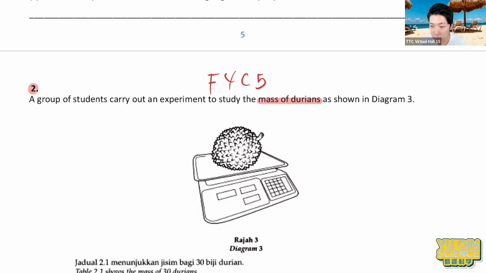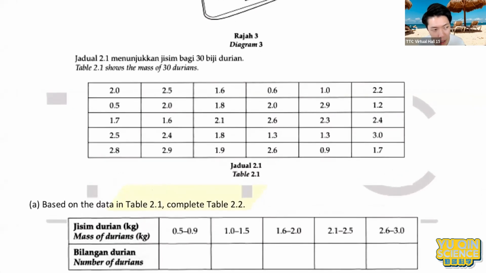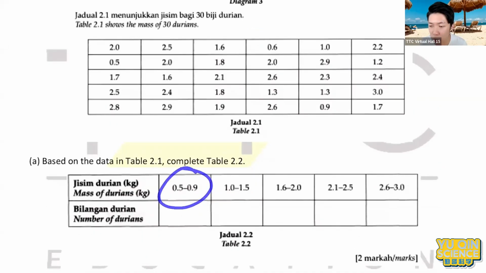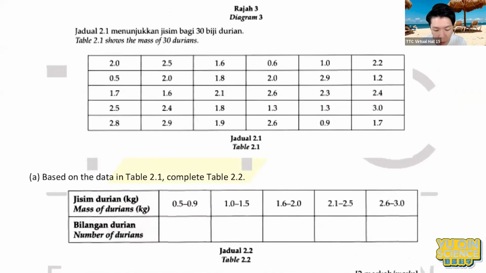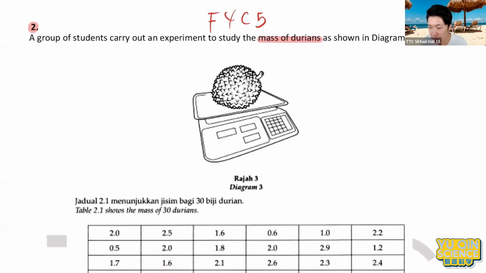First thing first, can you transfer the data down here? Can you count how many there are between 0.5 to 0.9? There are 30 durians, so you want to transfer down. So please count how many are in between and write down the numbers. I'll wait for you a bit. This is page number 6, question 2, page number 6.